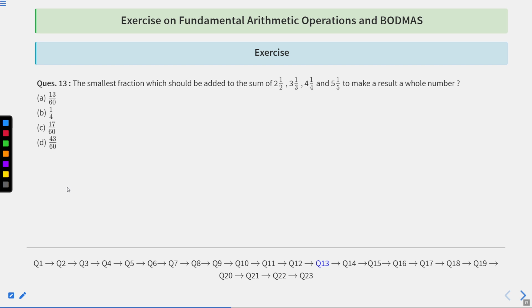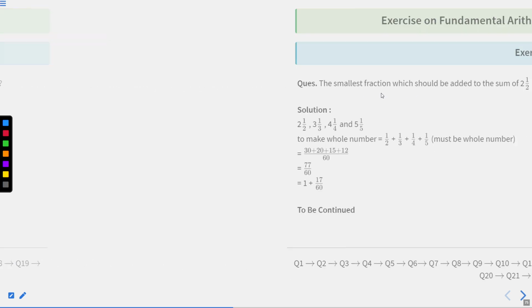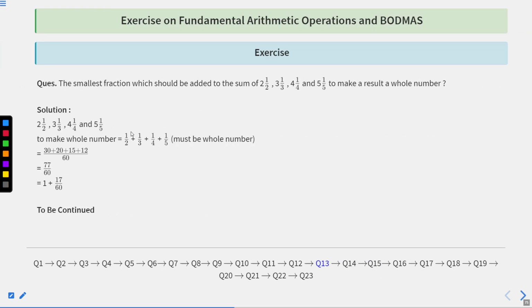Let us move forward with problem number 13. The smallest fraction which should be added to the sum of 2 of 1/2, 3 of 1/3, 4 of 1/4, and 5 of 1/5 to make the result a whole number. So to make this a whole number, 1 upon 2 plus 1 upon 3 plus 1 upon 4 plus 1 upon 5 must be a whole number. So the sum is equal to 30 plus 20 plus 15 plus 12 upon 60, which is equal to 77 upon 60.